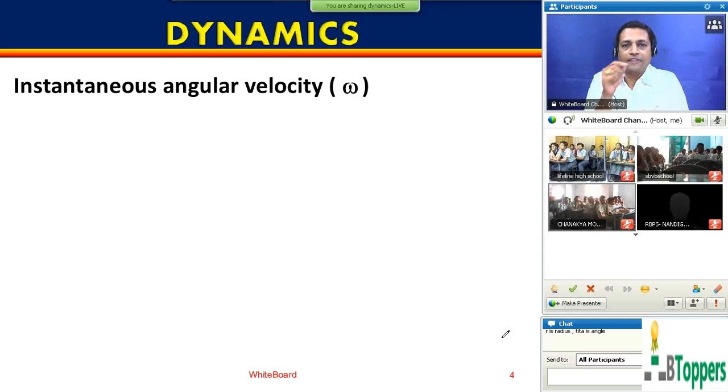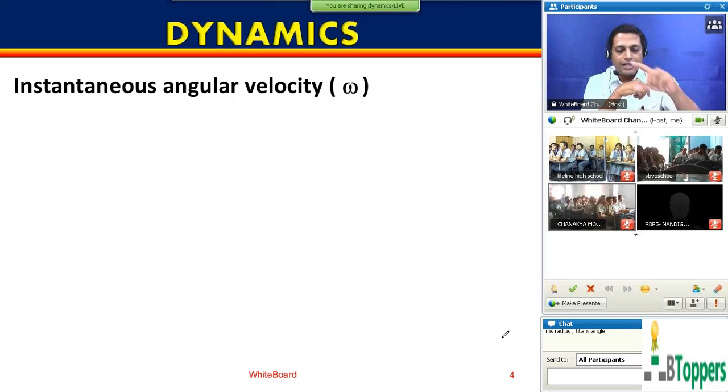This is required in situations like this. Suppose you switch on a fan. Would it immediately start rotating at a very high speed? It won't do that, right? Gradually it starts like this and it picks up speed and picks up speed and finally it starts rotating at one particular speed. That is the angular speed. That's what we speak of.